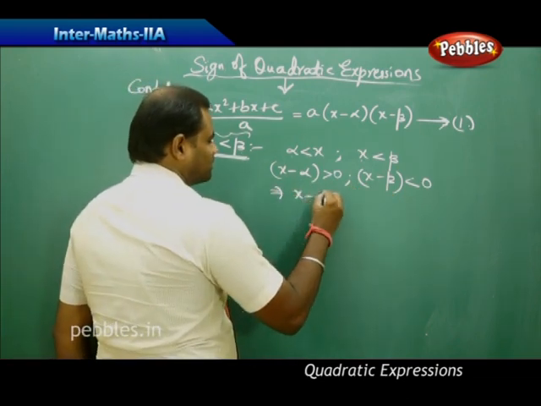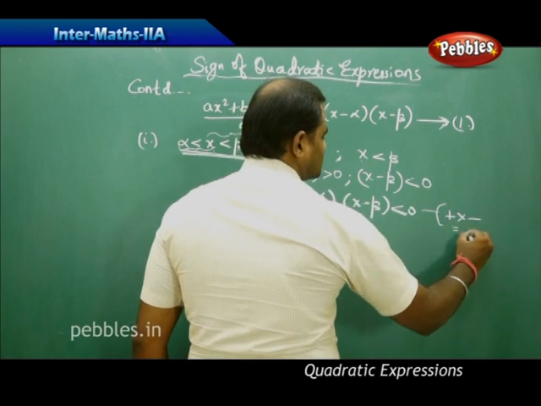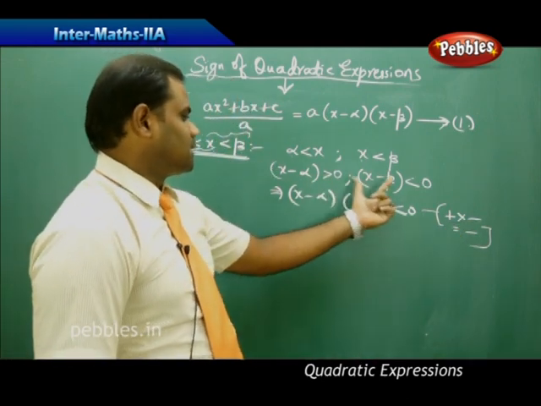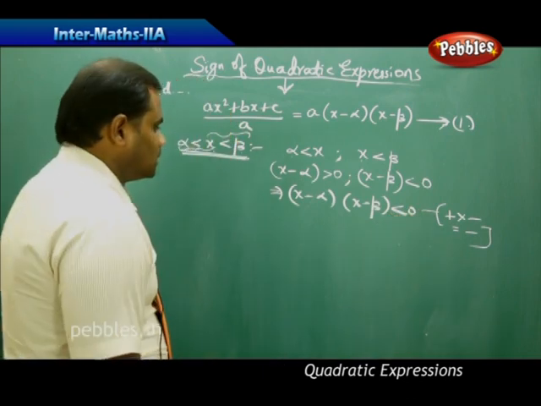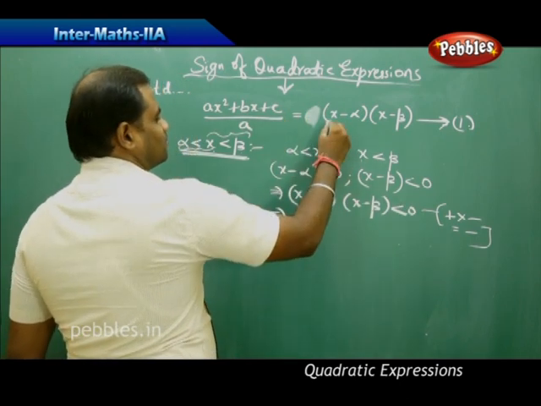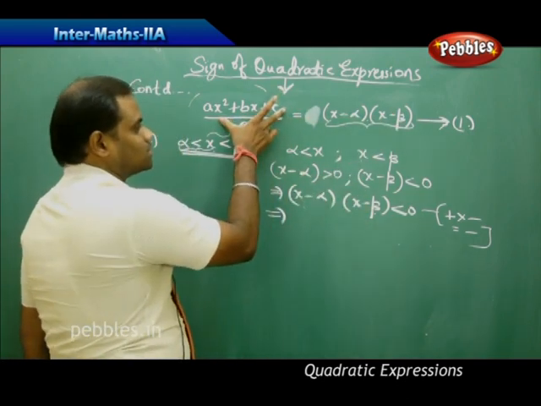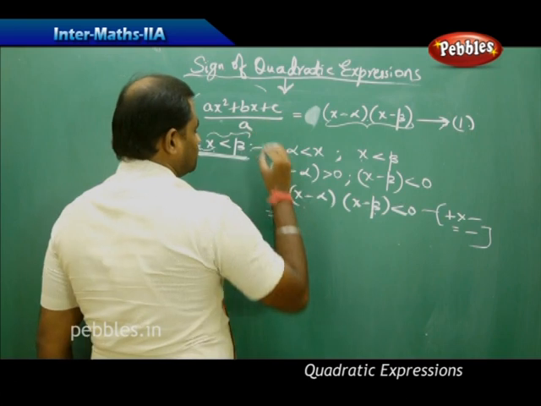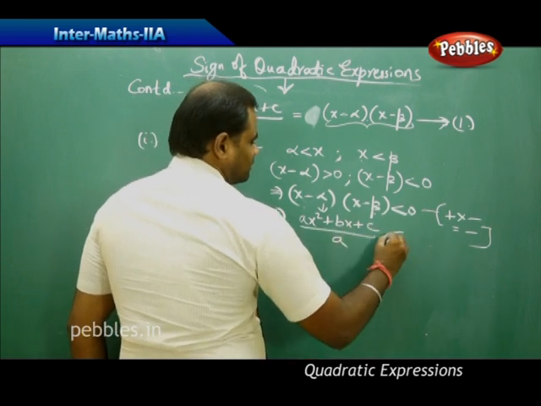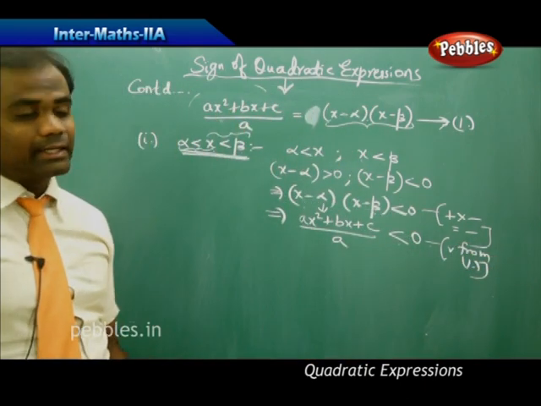Therefore, if I combine them, x minus alpha into x minus beta will be negative, because plus into minus is minus. We all know that property. So this being negative, we know that x minus alpha into x minus beta is indirectly this whole expression, so in place of this I substitute this, because these two are equal. Therefore, substituting for the left hand side, I get ax squared plus bx plus c by a, which is less than 0. This is strictly from equation 1.